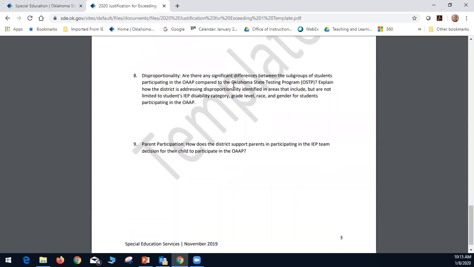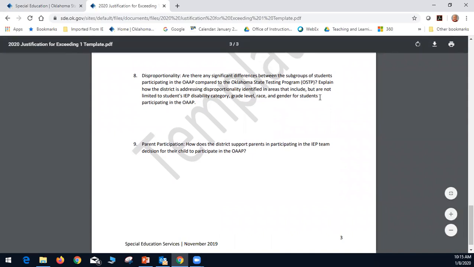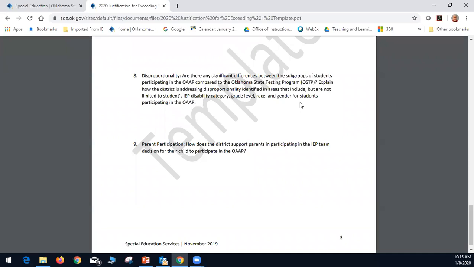Question number 8, disproportionality. Are there any significant differences between the subgroups of students participating in the OAP compared to the OSTP? Explain how the district is addressing disproportionality identified in areas that include, but are not limited to, the student's IEP disability category, grade level, race, and gender for students participating in the OAP. Again, for smaller districts, it's going to be difficult to address this because your numbers are so low. Disproportionality really isn't going to exist in these smaller districts.